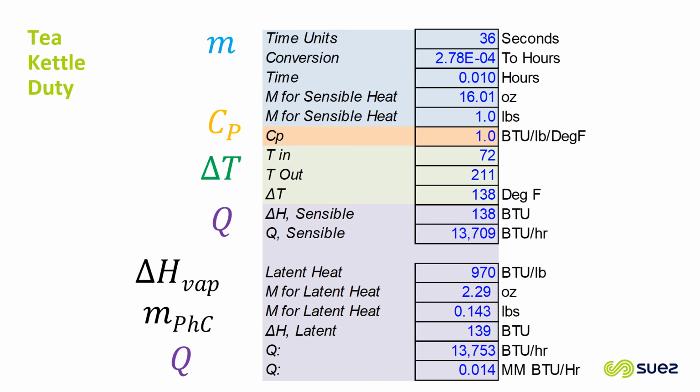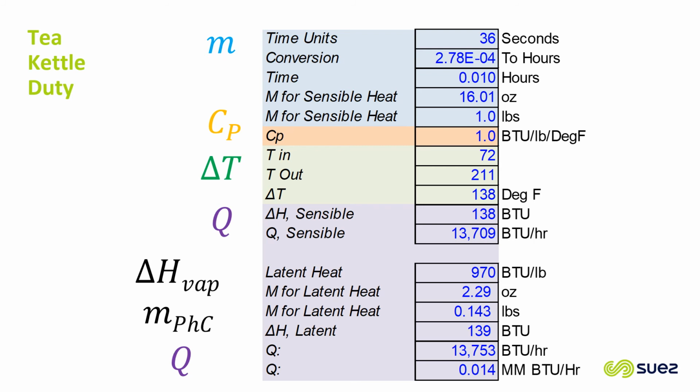BTUs per hour. After that time, I let the tea kettle boil for another 36 seconds. I looked up the latent heat for water at atmospheric pressure. It's 970 BTUs per pound. And based on the weight that we saw between the two weighings, we lost about 2.29 ounces, and that gives a firing rate of about 13.7 thousand BTUs per hour.